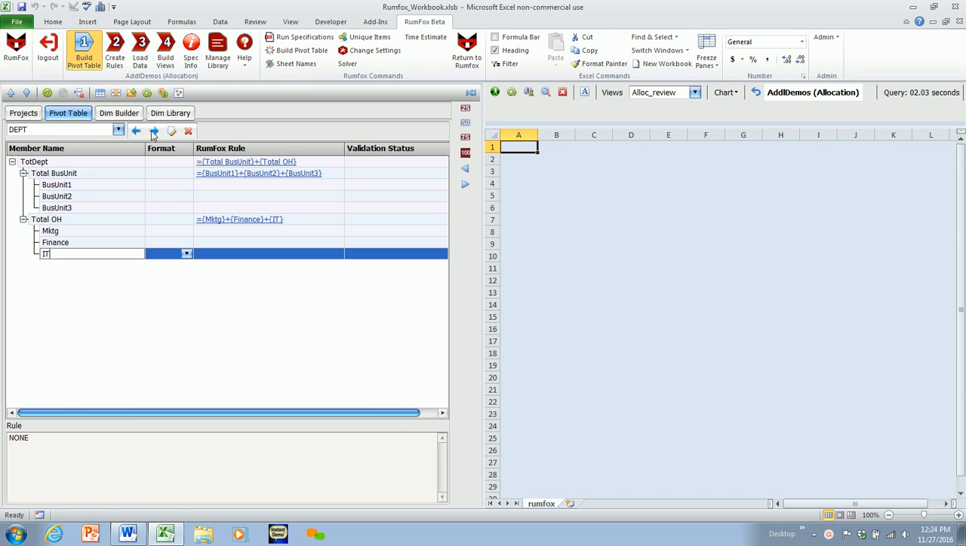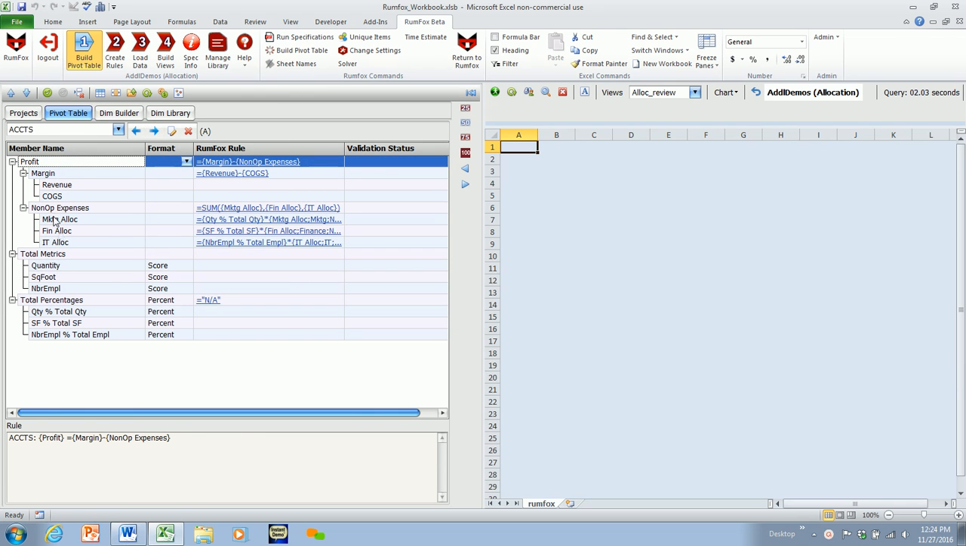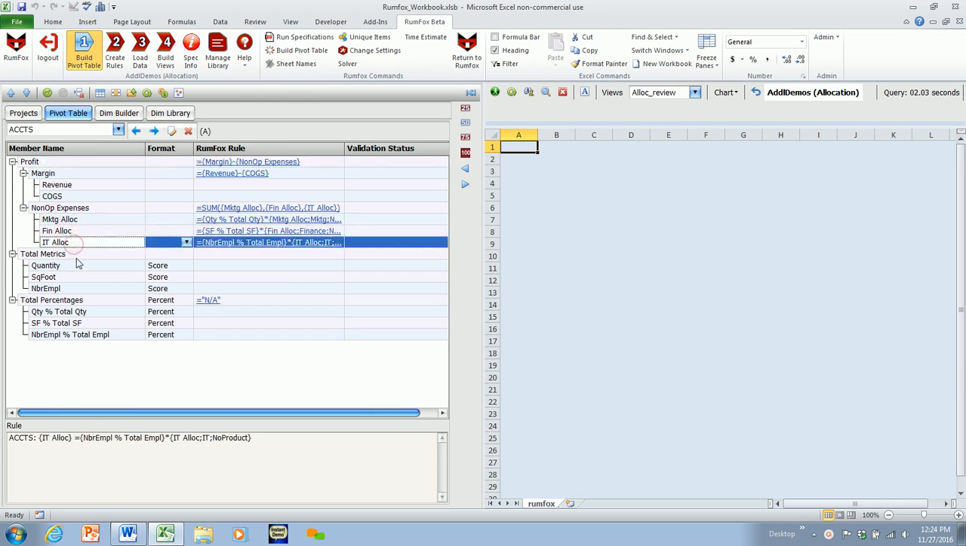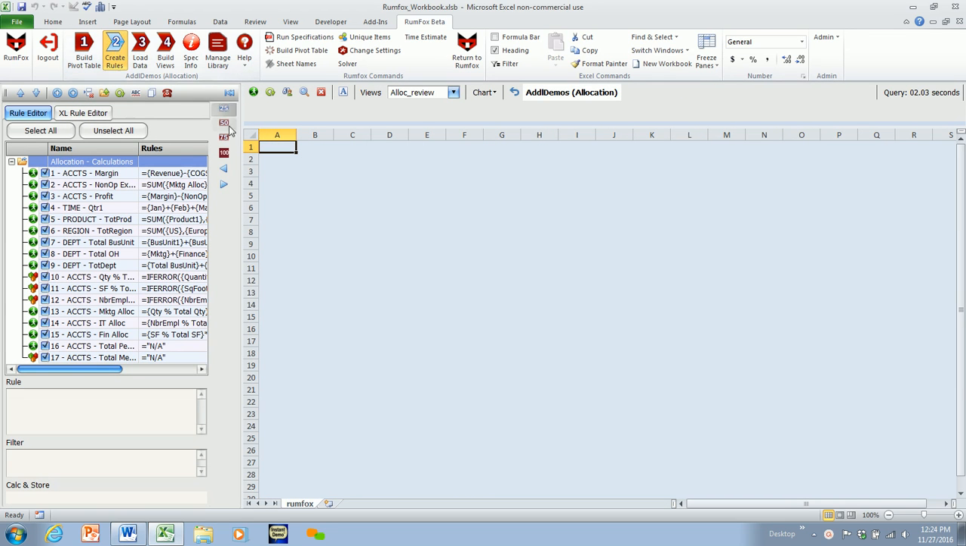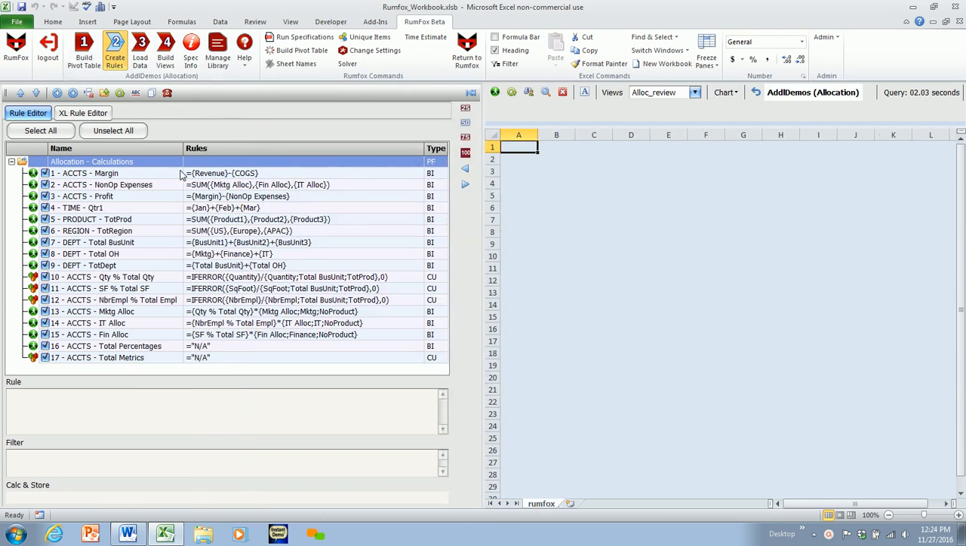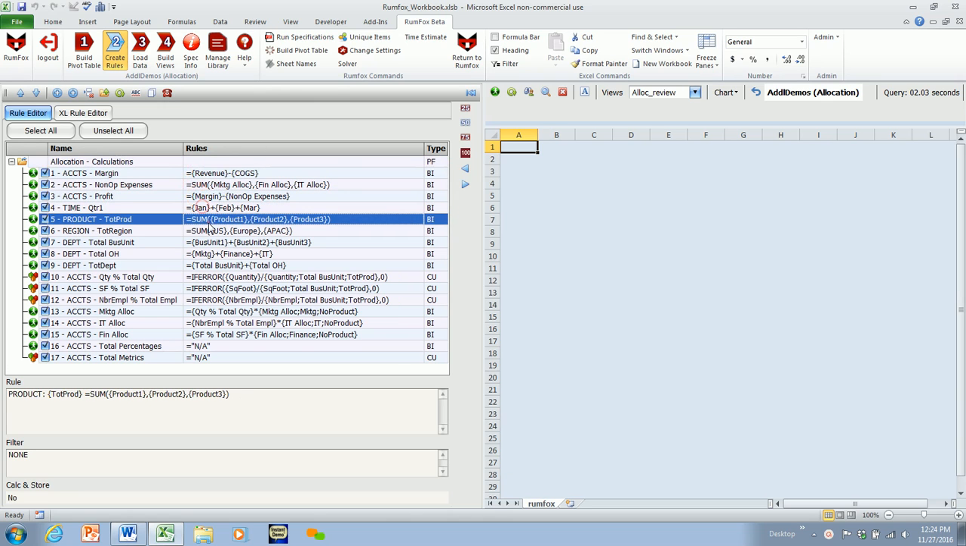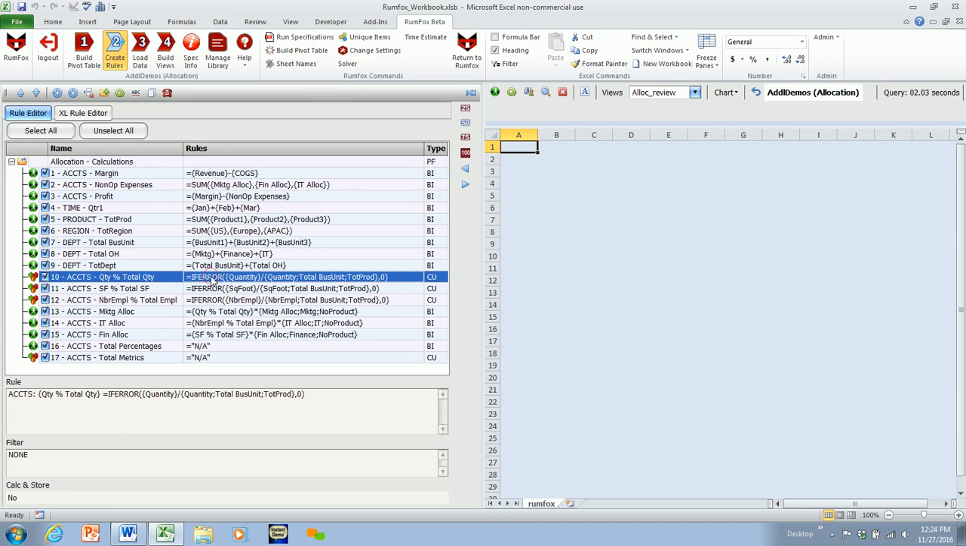These costs will then be allocated to the different business units as a non-operating expense. Let's take a look at the rules of this model to better understand how these allocations will take place. As you can see here, the quantity as a percentage of total quantity picks up the actual quantity of this particular member to total product and total business unit.